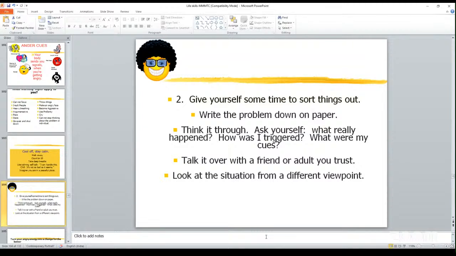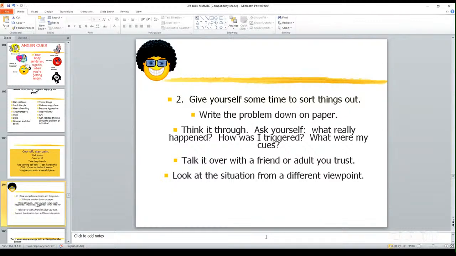Now, how to do that? If you have a paper, write down that problem on a paper. Ask yourself, what really happened? Who is wrong? Whether I am wrong or the other person is wrong. How was I triggered? Who triggered? Or whether I unnecessarily hyped the situation. Sometimes some people unnecessarily hype things. For small things, they make it a big thing. Is that the case? What were my cues? Start questioning.